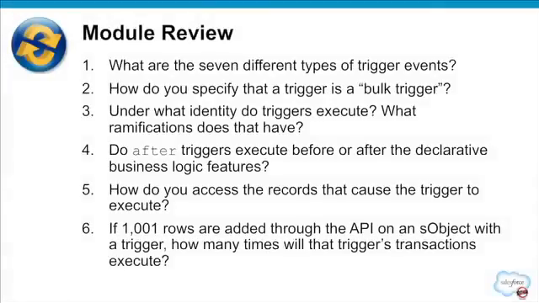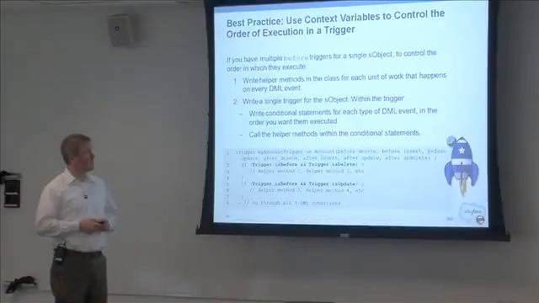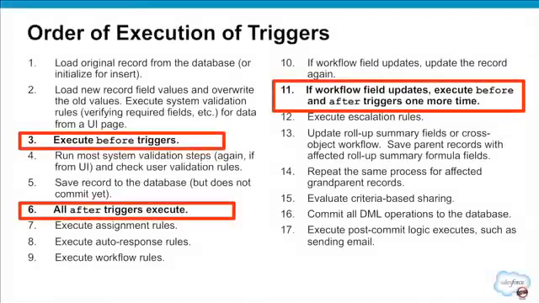Okay? Do after triggers execute before or after the declarative business logic features? What do you think? Before? Another trick question. All right, so we have lots of trick questions here. So if we go back to our 17-step process, which was back here, let's take a look at this. Here we have in step 6 our after triggers, but you could argue, and I think this would be very true, that a validation rule is a declarative feature, and so we can prevent records from being written to our database. The other thing is the fact that we might be executing all this stuff, and then we're going to execute our after triggers again.